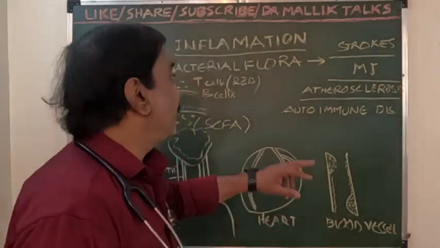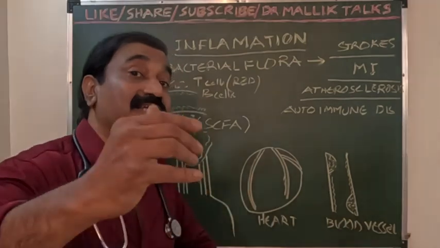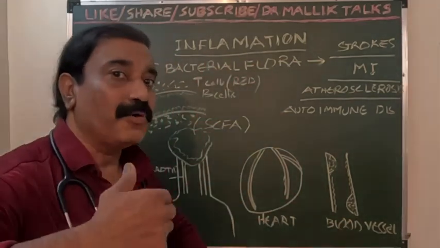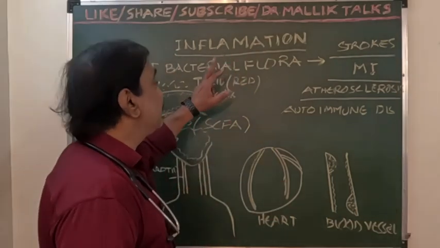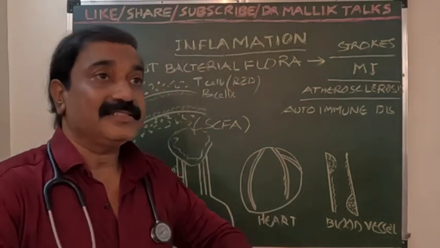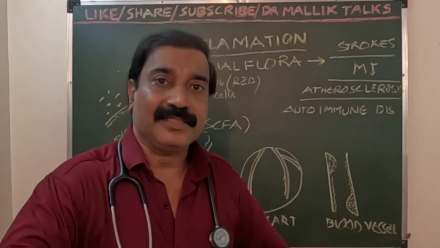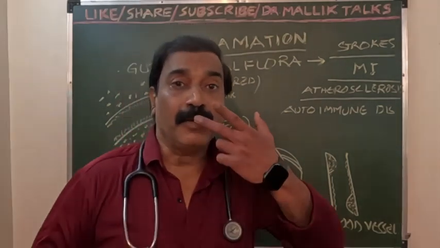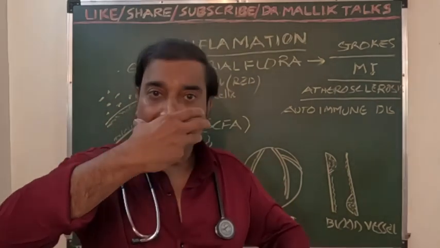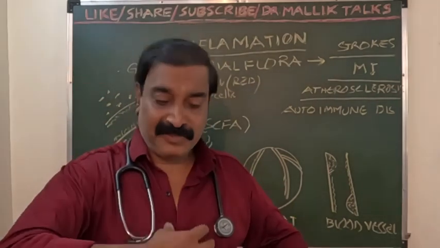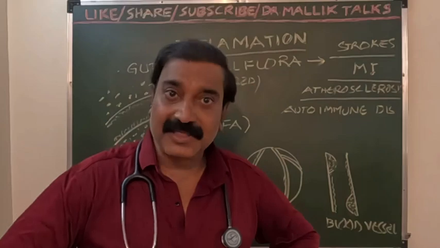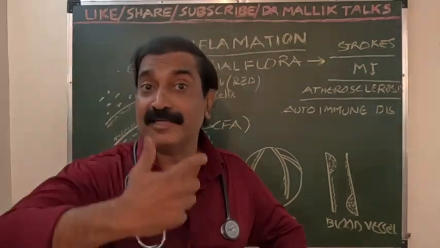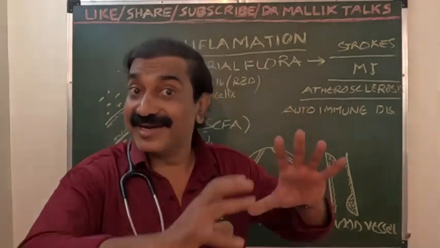So what is inflammation? Where does the inflammation come from? I told you, it's the body's response. Nowadays there is a very good concept that everything starts in your stomach. From mouth to the anus, there is the oral cavity, esophagus, stomach, small intestine, large intestine, and then the anus. Nearly 10 meters of gut is there.